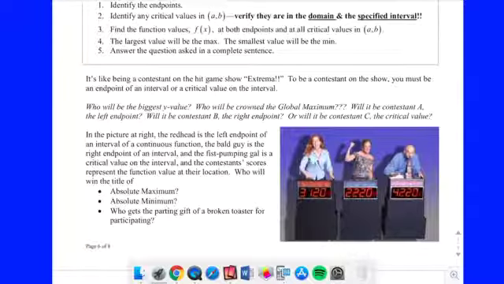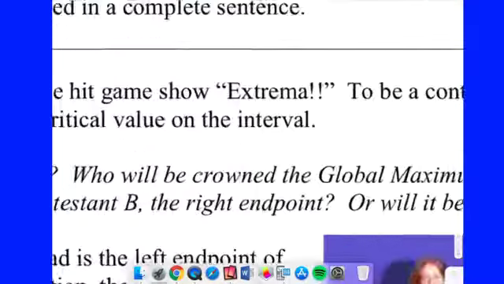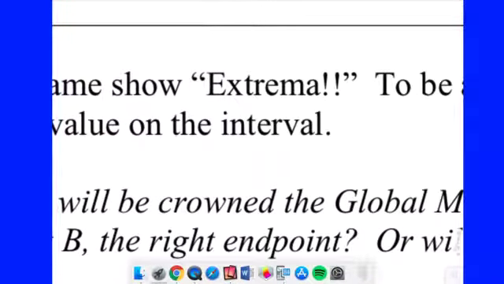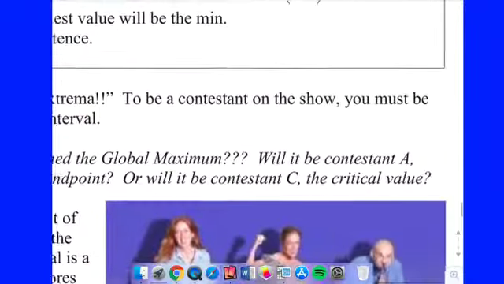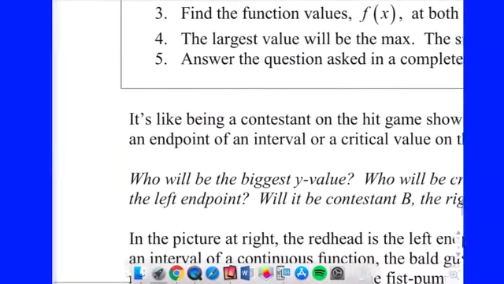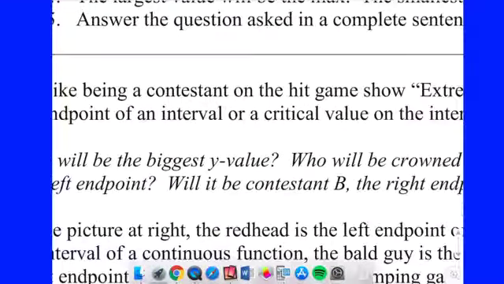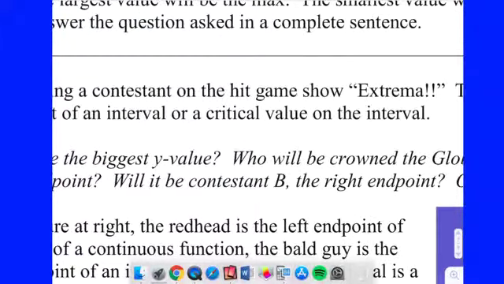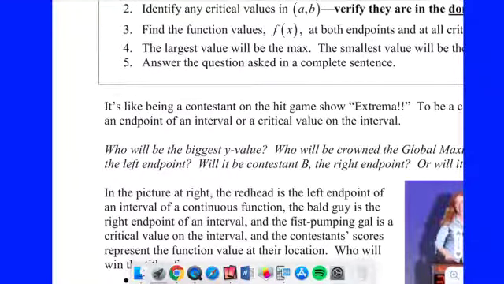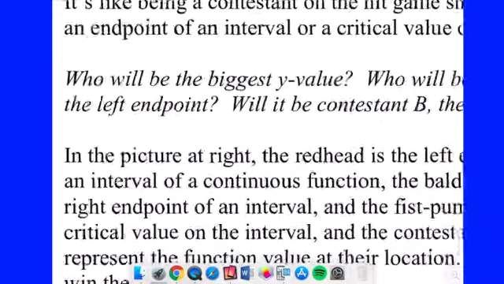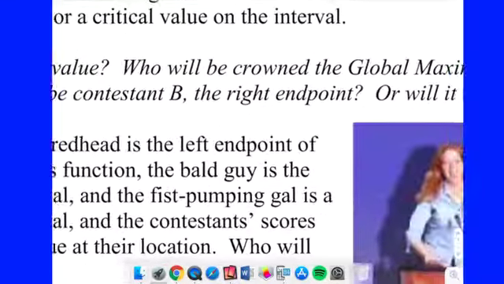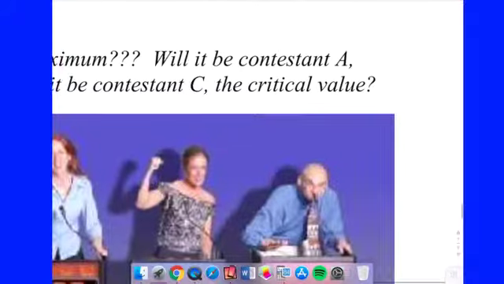So you could think about it as like playing a game. Wouldn't it be awesome if there were a game show called Extrema, right? Kind of like Jeopardy, right? Extrema. And to be a contestant on the show, you have to, A, either be an endpoint, or B, be a critical value in the interval, right? And you can kind of see the contestants in there behind their buzzers, and the announcer, who's going to be the biggest y value? Who will be crowned the global maximum at the end of today's show?